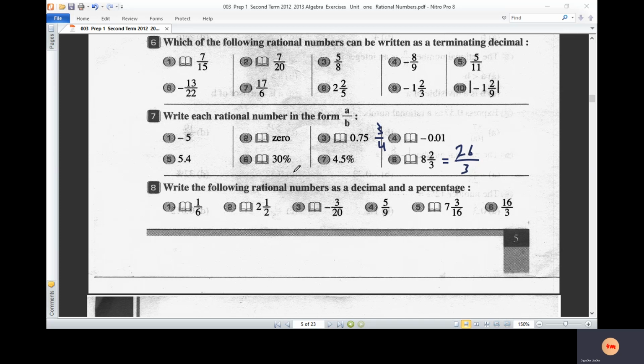Seven and 3 over 16. Divide 3 by 16 using your calculator, and keep the 7 as a whole number. You will get 7.1875. By multiplying it by 100, you will get 718.75%.